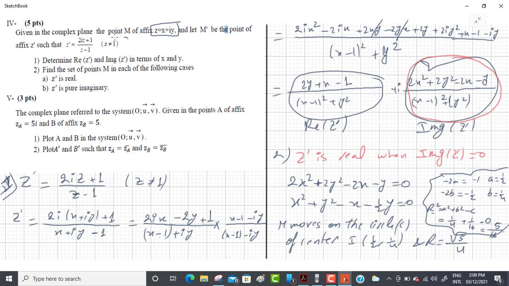But you have to remember that z not equal to 1. If you replace 1 in the equation, you will obtain that it belongs to the circle, so it is deprived of the point A(1, 0). Why is it deprived of the point A(1, 0)? Because z not equal to 1. Okay, 1 is represented by the point (1, 0), and (1, 0) belongs to this circle, so it should be deprived from it. Part B.